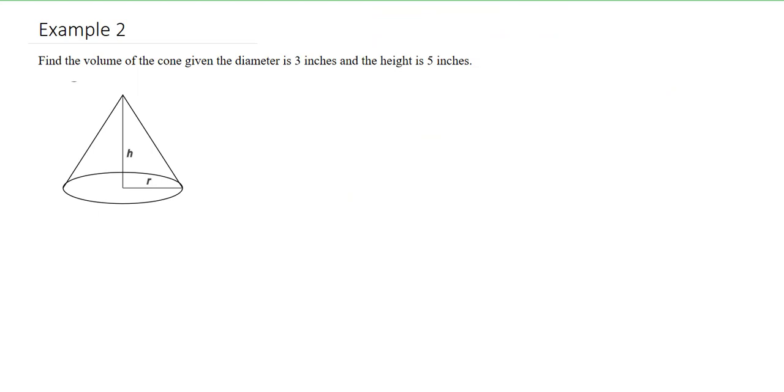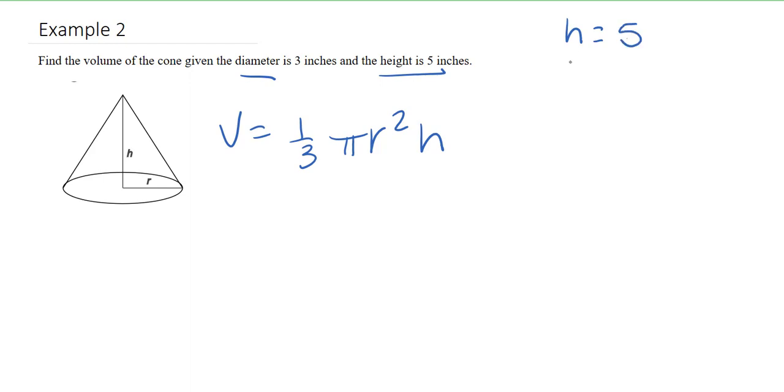Now let's do one more example. Example 2: find the volume of the cone given the diameter is 3 inches and the height is 5 inches. So pretty similar to a really nice big size ice cream cone. We're given the diameter and we're given the height. If we look at our formula, our height h is 5, and the diameter is 3 inches, so our radius is just 3 divided by 2, which is 1.5.